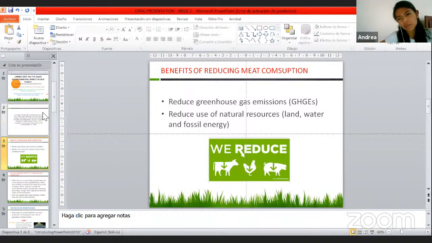So I'm going to mention some of the reasons I would choose an omnivorous diet as the best one, but I also want to highlight the benefits of reducing meat consumption, for example, reducing greenhouse gas emissions and reducing the use of animal resources like land, water, and fossil energy.